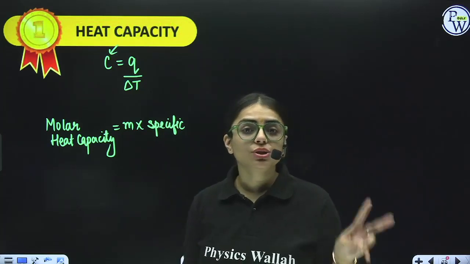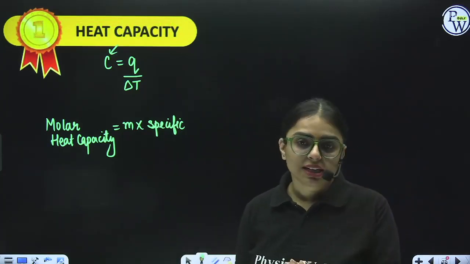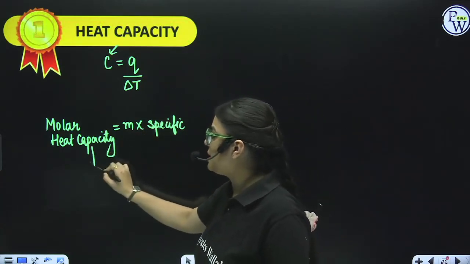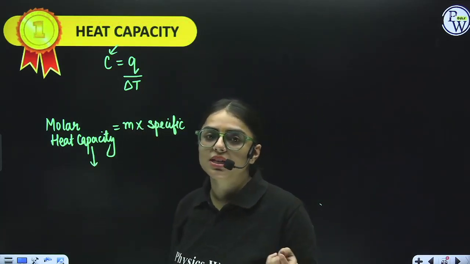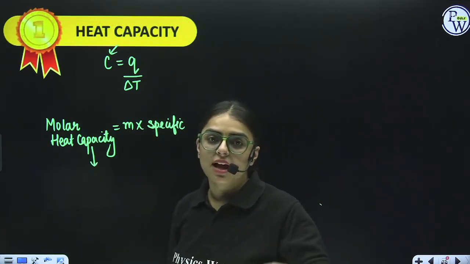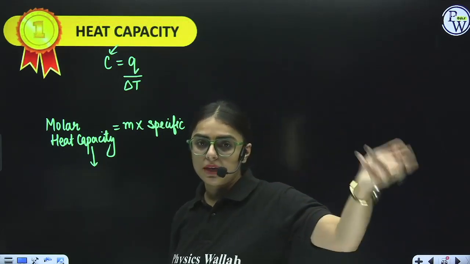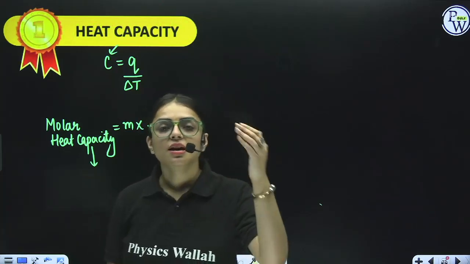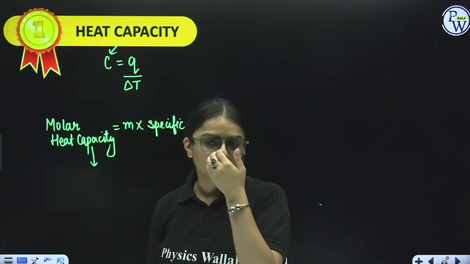Always remember there are two types of heat capacities, that is molar heat capacity and specific heat capacity. Molar heat capacity basically depends upon when 1 mole of a substance is being heated in order to raise the temperature by 1 degree Celsius, and when I'm saying that 1 gram is used, that is basically your specific heat one, right?